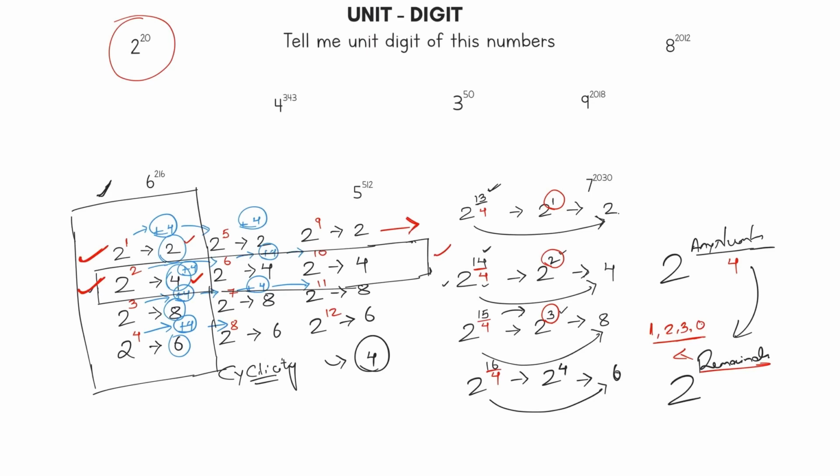If you get 3 as a remainder, then this is the answer. 2 raised to 3, that is 8. It will come in this line. And if you get 0 as a remainder, this is the answer, which means this number will lie in this line. Okay, and the unit digit will be 6.